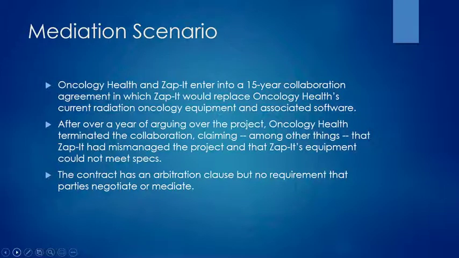Now, at that point, Oncology Health began complaining to Zapit about the pace of the software assessment and implementation, the fact that several test runs had not worked, and that the incomplete transfer of some patient data to this new radiology system made it impossible to use the new equipment. In addition, Oncology Health claimed that the promised equipment upgrades were not delivered on time and also were not working.